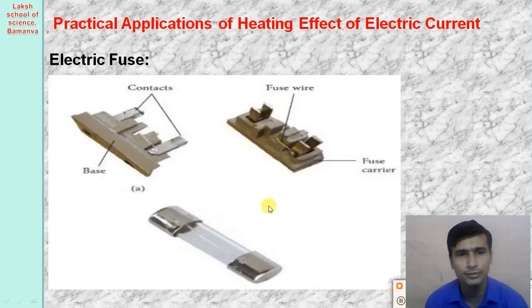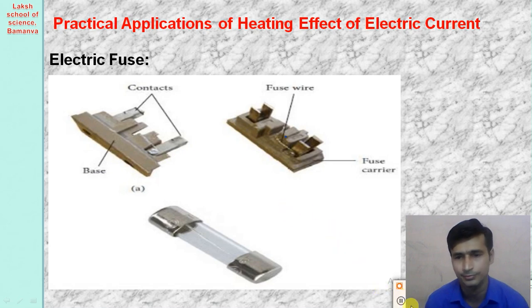As you see in the picture, a fuse is nothing but two contacts, and between these two contacts we place a thin wire of tin or copper or an alloy of tin and copper. Whenever an excess amount of electric current passes through this thin wire, the copper or tin wire will melt and protect the electrical appliance.